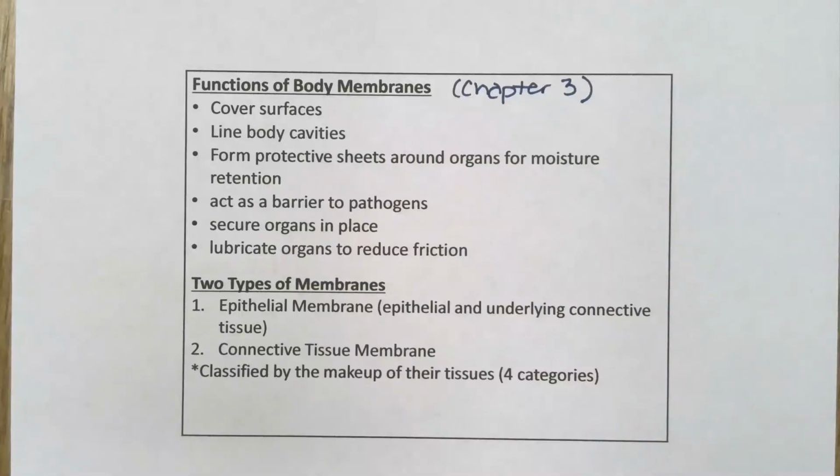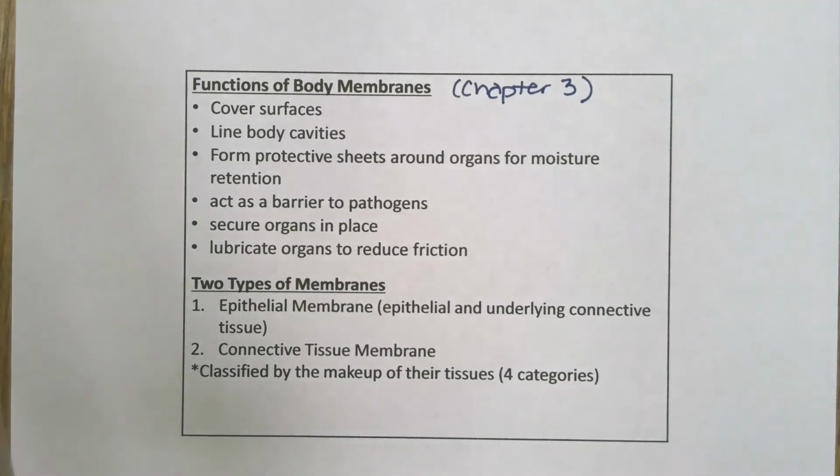All right, so chapter 3 is going to cover body membranes. You can see those first couple of bullets are just general functions of membranes. They cover surfaces of the body, they line our body cavities, they form protective sheets around organs to help to retain moisture. They act as a barrier against things that make us sick or are considered pathogenic. They hold our organs in place and help to lubricate organs in order to reduce friction.